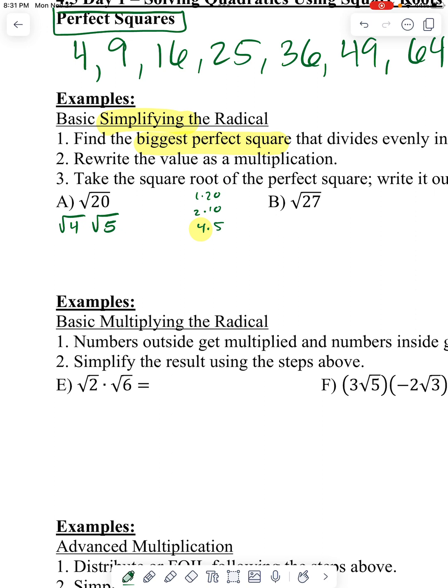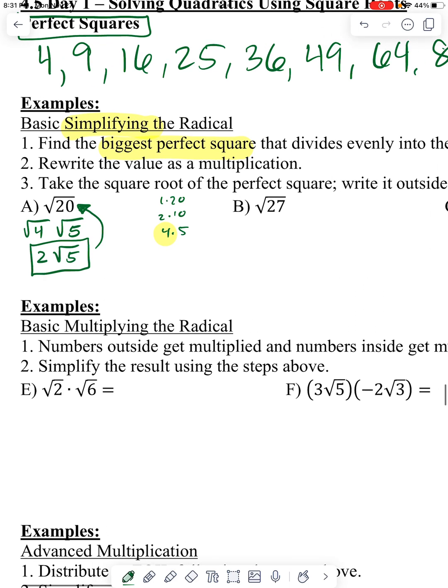And a square root is kind of like a little math prison. You can get out if you're a perfect square. If you're not, too bad, you're stuck in there. So the square root of 4 is going to come out as a 2, and the root 5 is going to be left inside, and that is the simplified version. So when it says no decimals, simplify your radicals, that's what you're going to have.